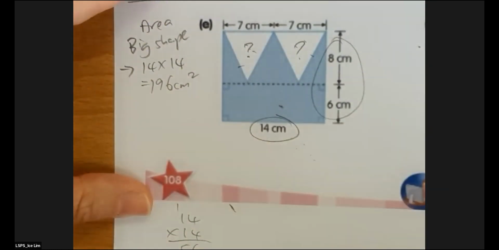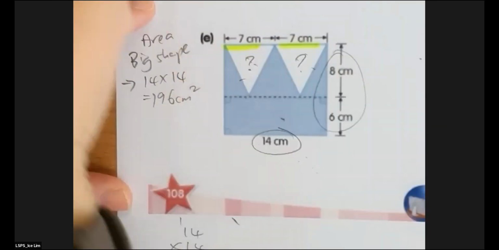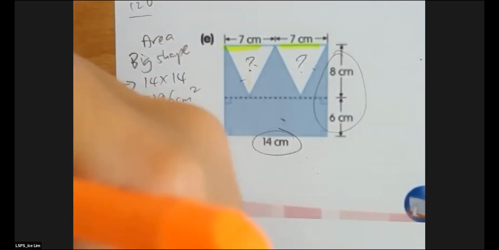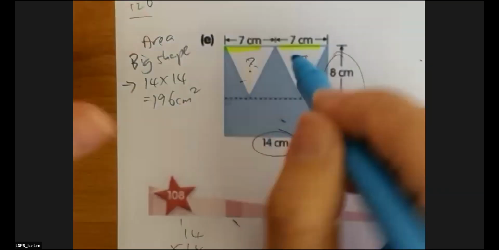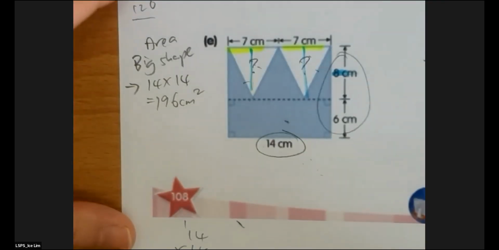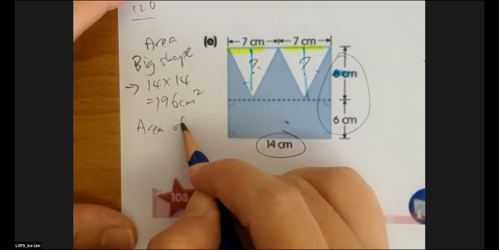Again, it's the two same triangles. The base is 7 centimeters. The height is given as 8 centimeters. Okay, so I can find the area of the unshaded triangles.